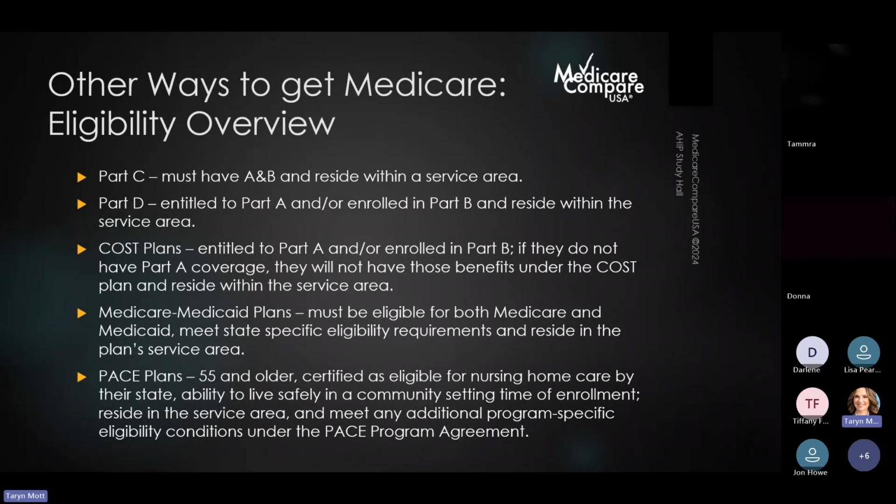PACE plans: 55 and older, certified as eligible for nursing home care by their state, ability to live safely in a community setting at time of enrollment. That question is on the test about PACE. Reside in the service area and meet any additional program-specific eligibility conditions under the PACE program agreement. So 55 and older, and ability to live safely in a community setting, PACE.